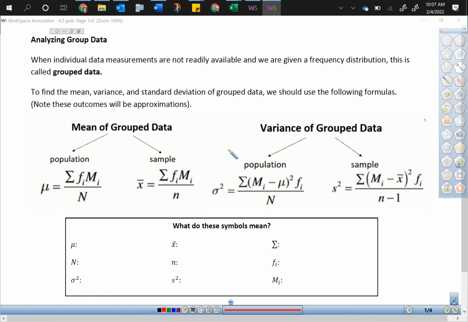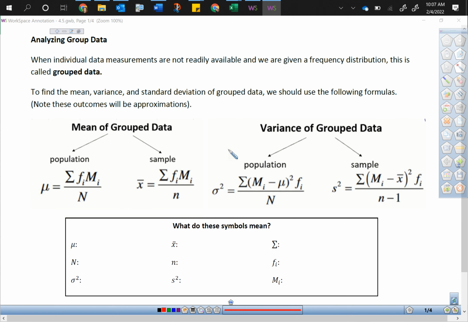Okay, so today for 4.5, we're going to talk about how to analyze grouped data. When individual data measures are not readily available and instead we're given a frequency distribution, this is called grouped data. So here's what I mean by that.